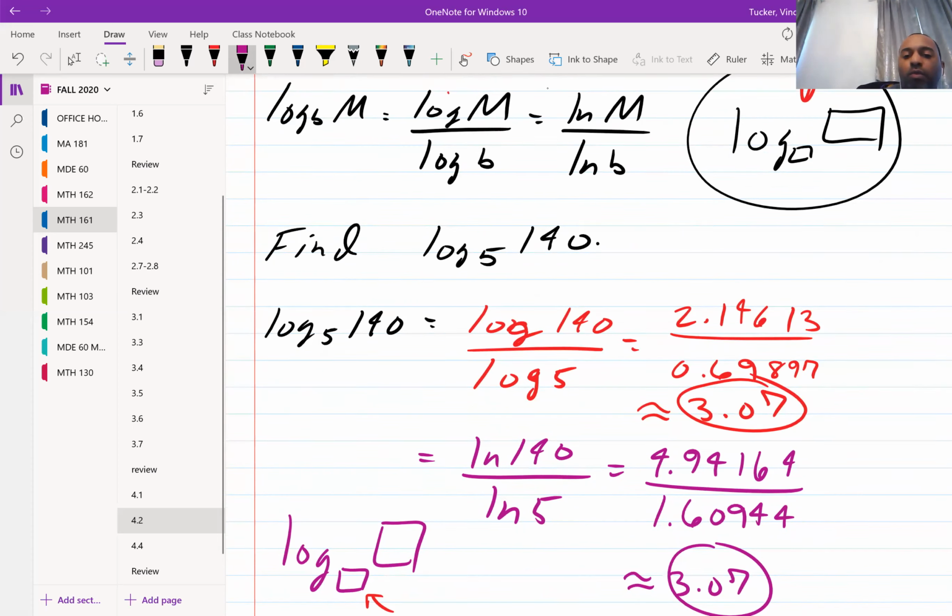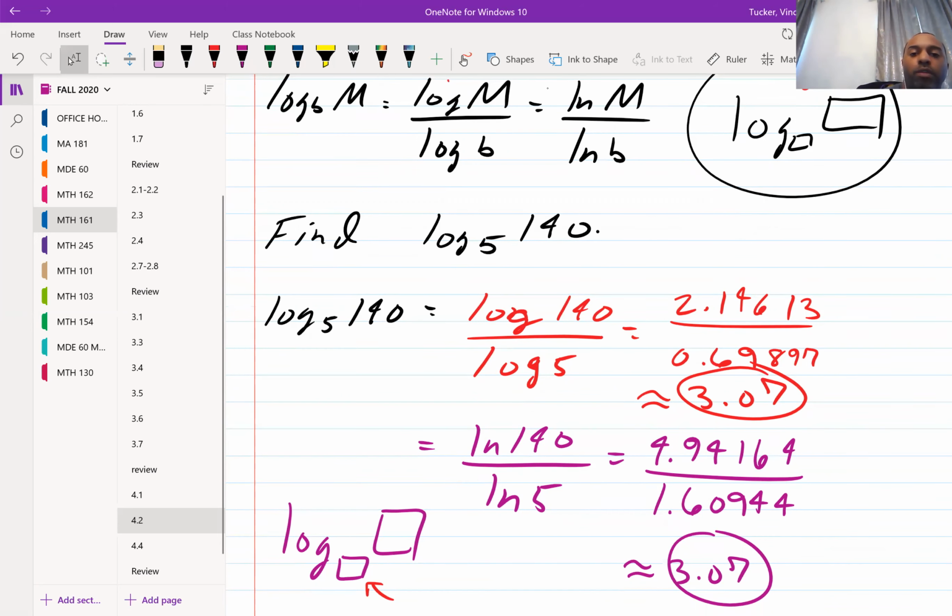So notice the natural log of 140 is 4.94164. Natural log of 5 is 1.60944. And I still get 3.07. All right. So just make sure that the 140 is in the numerator, 5 is in your denominator. And whether you use the common log or natural log, it doesn't matter. You'll still get the same answer. And that is the change of base theorem or change of base property.